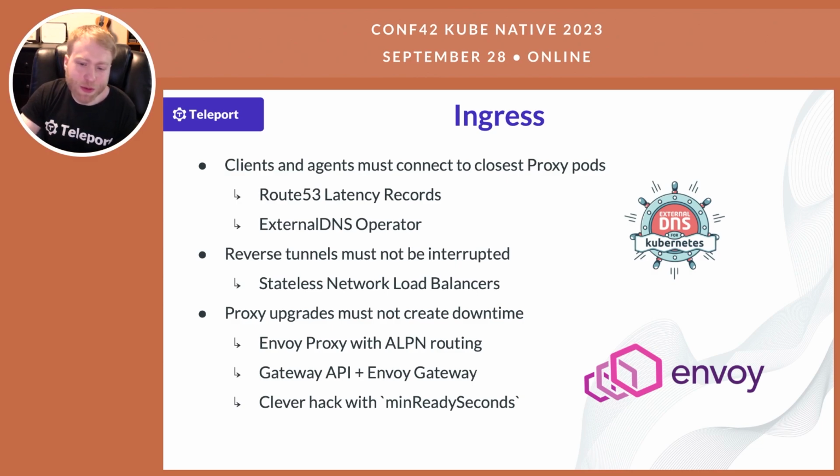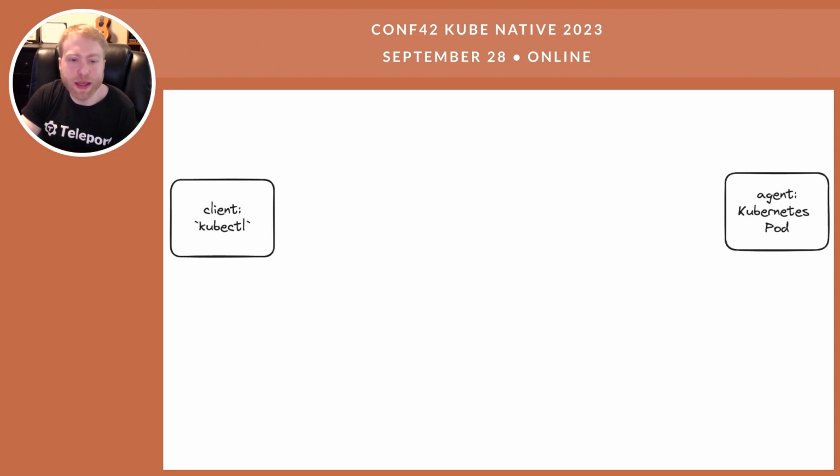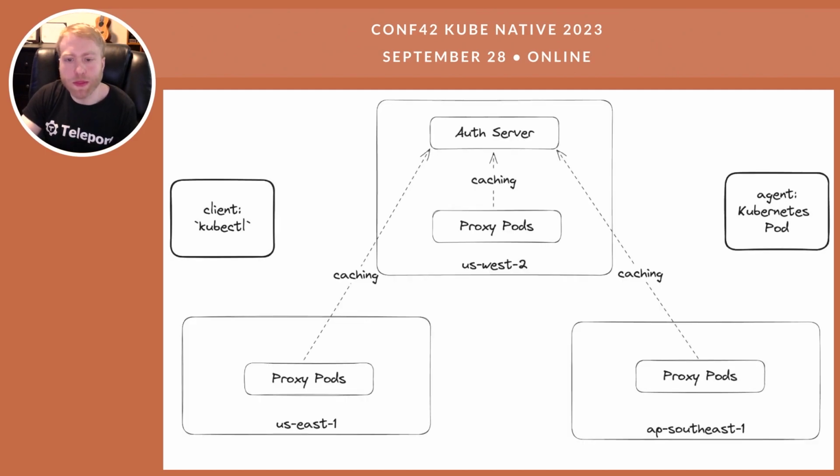And finally, we have a little hack for doing zero downtime deployments using min-ready seconds on top of deployments that I'll talk about. And so to break down what this looks like, imagine you're a client. You're trying to connect to your Kubernetes cluster using kubectl, and the Teleport agent's running in the Kubernetes cluster, which is behind a firewall. So the relevant pieces of Teleport you'll see here are the proxy pods running in each of, in this case, we'll just talk about 3 regions, where the client is connecting through proxies in US East 1 to proxies in AP Southeast 1, where the Kubernetes cluster is running.